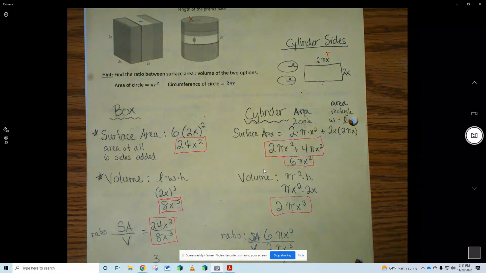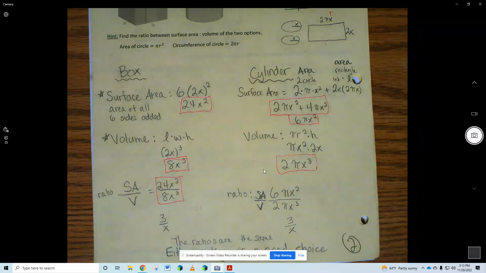So once we get the data, we're looking at the ratio of the surface area divided by volume. I'm moving the page just a little up. These reduce to be the same ratio. 3 divided by x, and x, remember, was the radius of the circle. X was also half the length of one of the sides of the box.